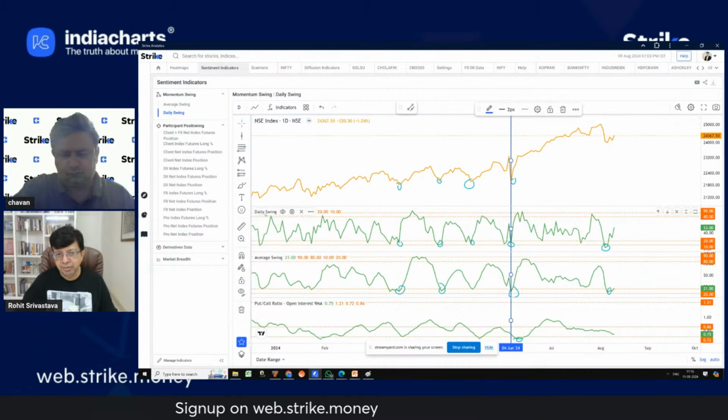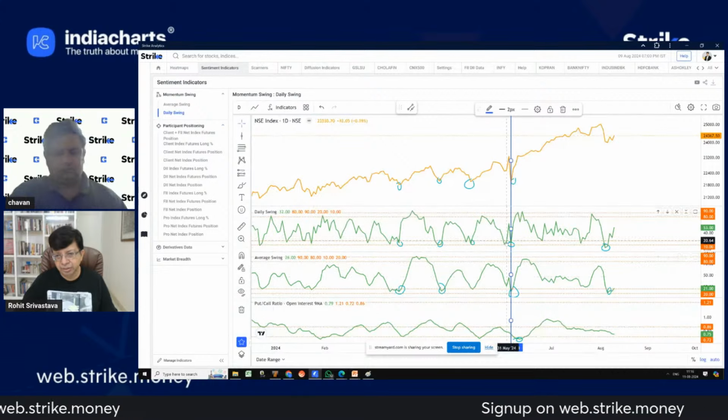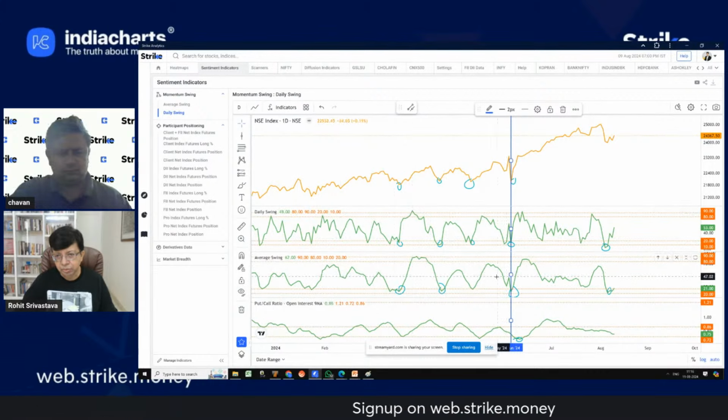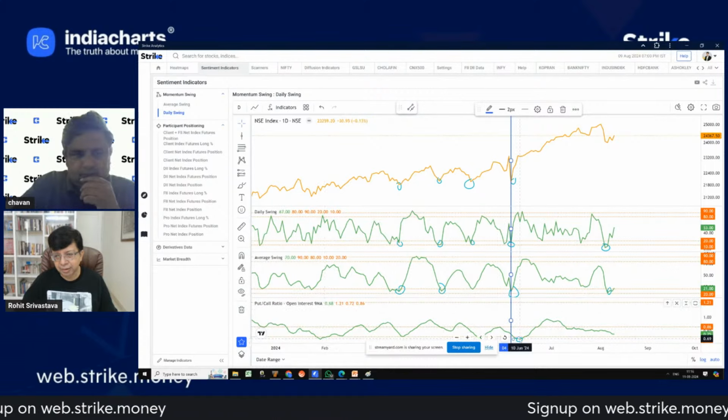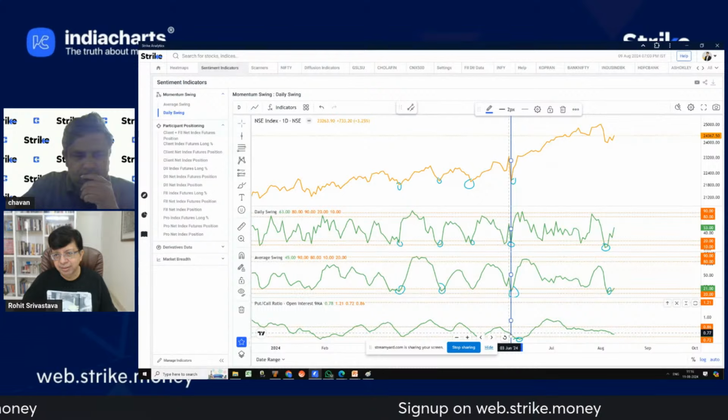The daily swing is the fastest because it is not an average. The average swing is an average based on the same indicator. So it comes sometimes a day or two late. And the PCR is a 9 EMA of the open interest. It comes slightly later. But when you get a combination, it's even better.